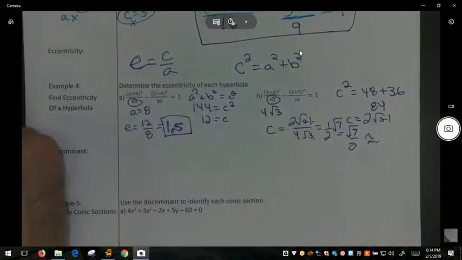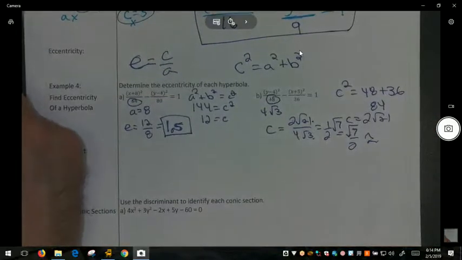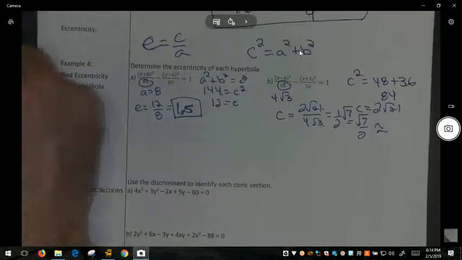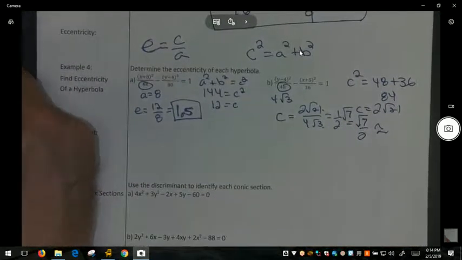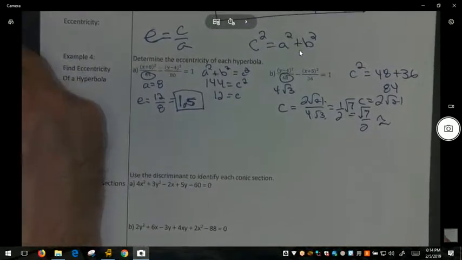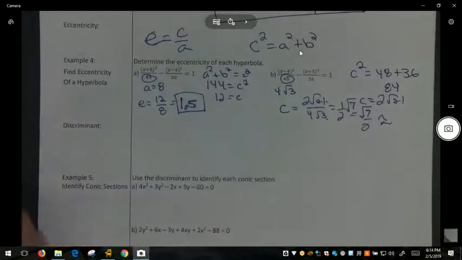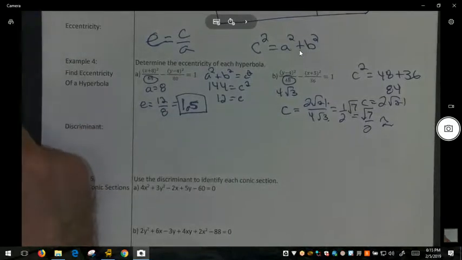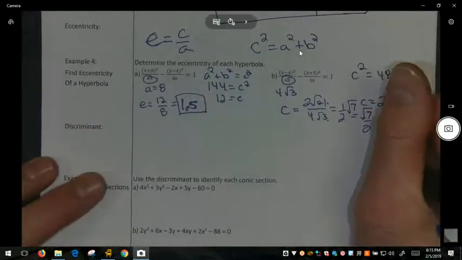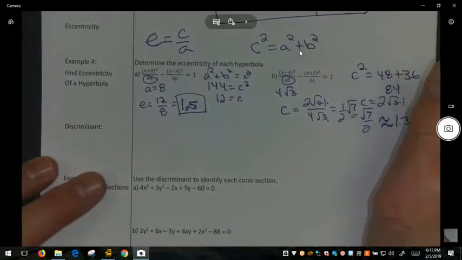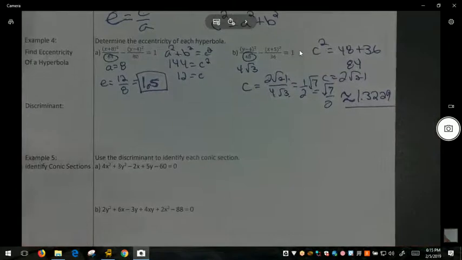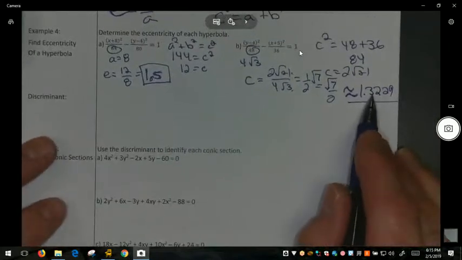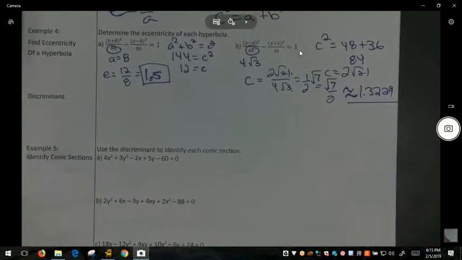For a decimal approximation, we could simply do the square root of 84 over the square root of 48, which would give us roughly 1.3229, or I could do the square root of 7 divided by 2, also giving me that approximate value of 1.3229. If it says to round to the nearest hundredth, we'd round to 1.32, nearest tenth 1.3.